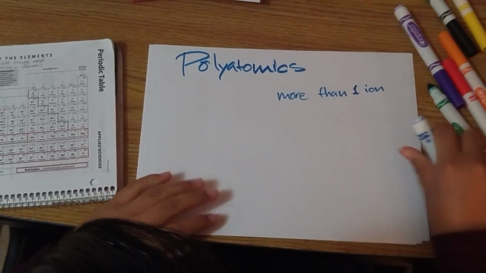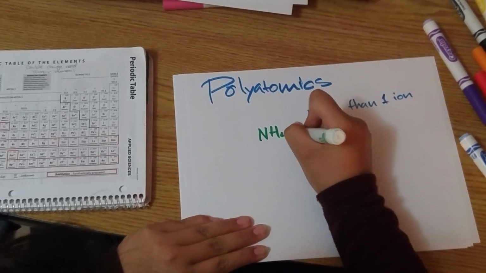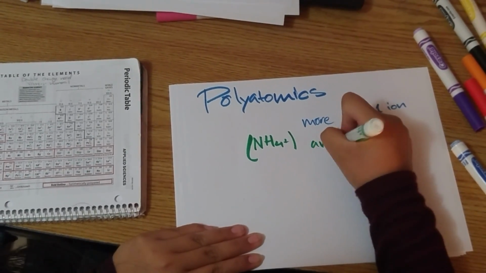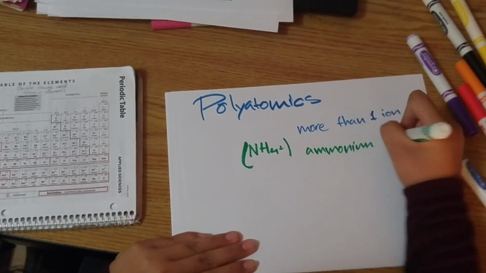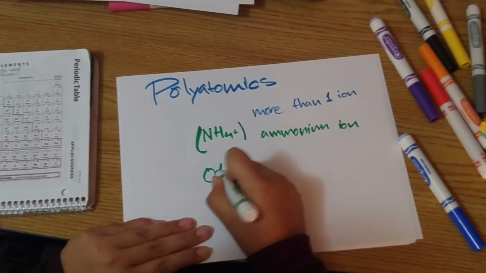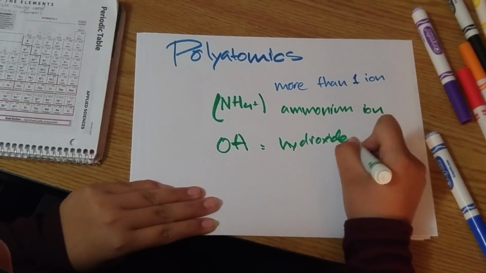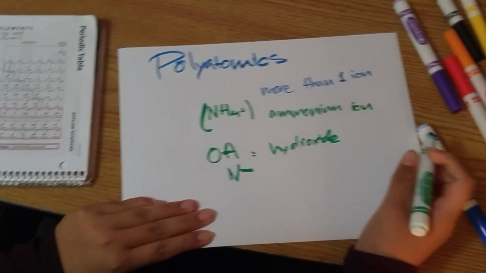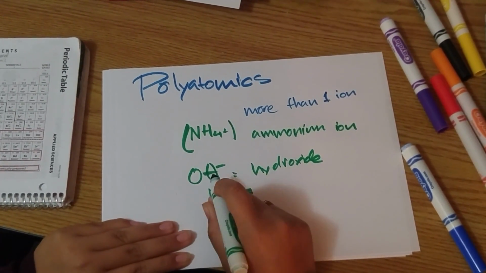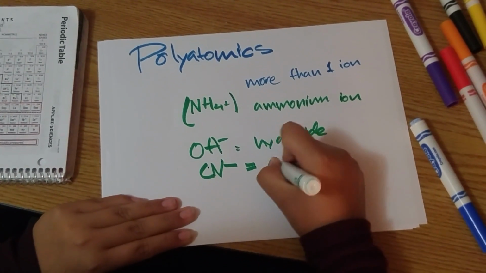Now, what I'm talking about when I say the parentheses is when you come across like NH4+, and then it'll have a parentheses around it. This being ammonium ion. Now, another one would be OH, which is hydroxide. CN, which would be cyanide.